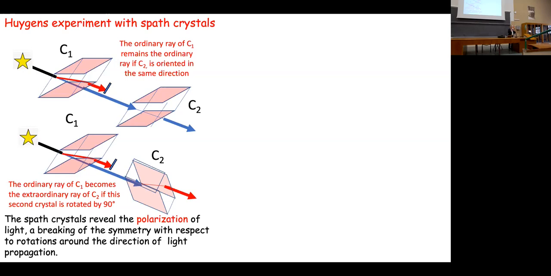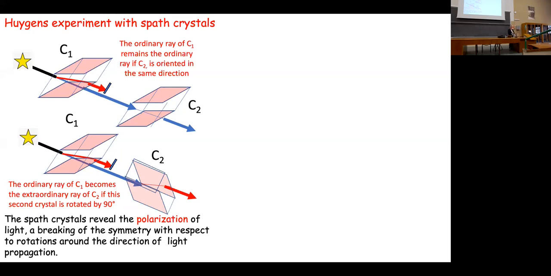He had two crystals, and as we have seen, when the light is going through one crystal, the light ray is split into two parts, an ordinary ray, which I have shown here in blue, which goes straight, and then an extraordinary ray, which is displaced laterally, which I have shown you in red.